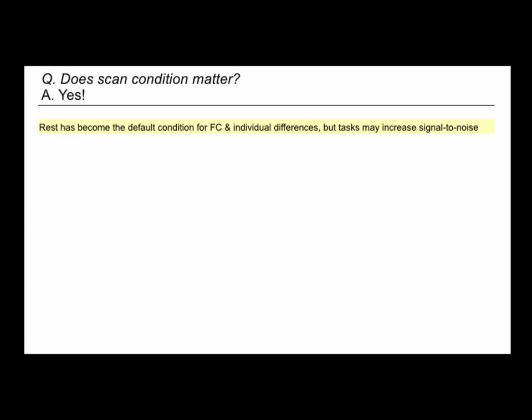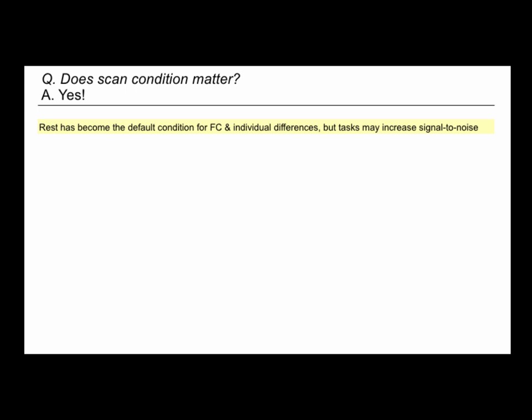And so I think this is a really important point, especially right now, because it seems like resting state has really become the default condition for both functional connectivity and individual differences in a lot of ways. Well, I talk to the task fMRI people, and they say, yeah, duh, we've been using tasks to study individuals for a long time. But I think, especially with these larger data sets that are coming out and everyone doing rest, it does have a lot of advantages.